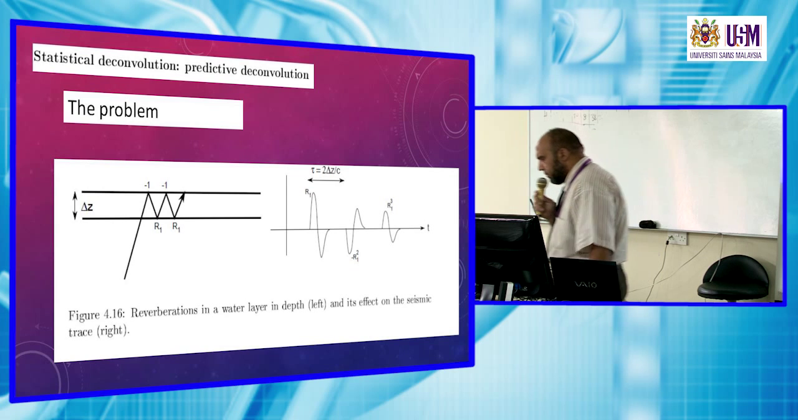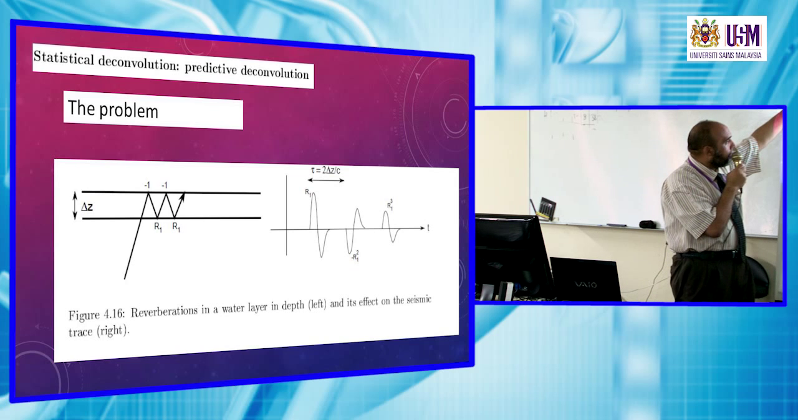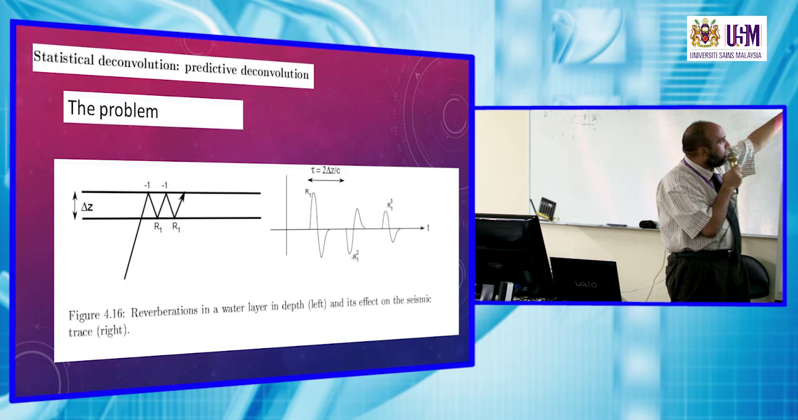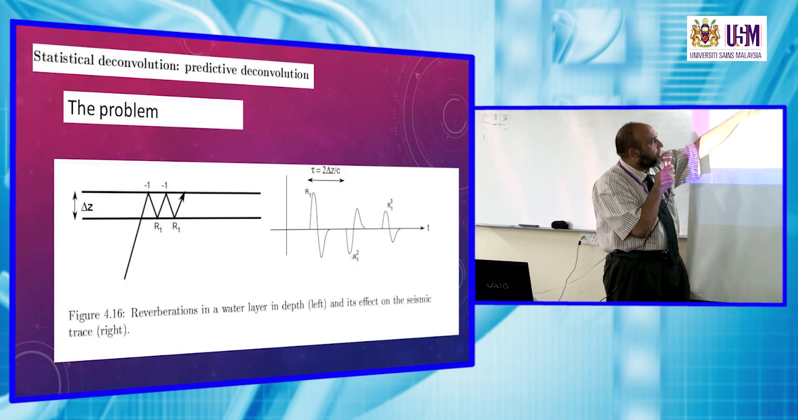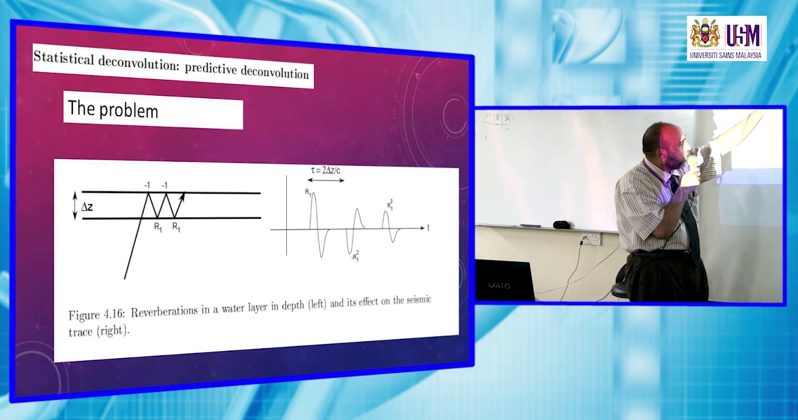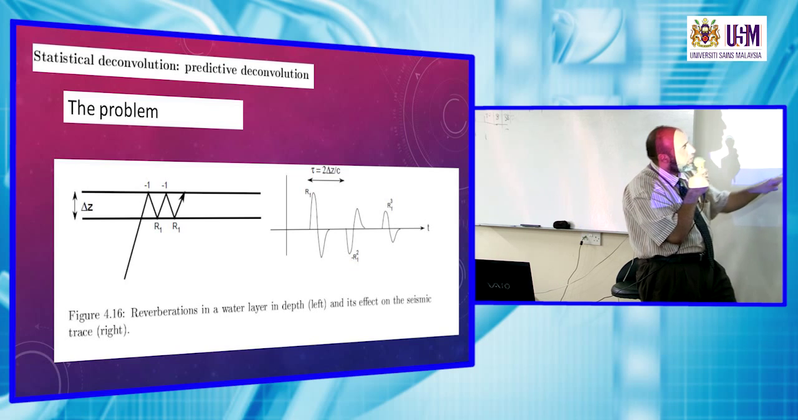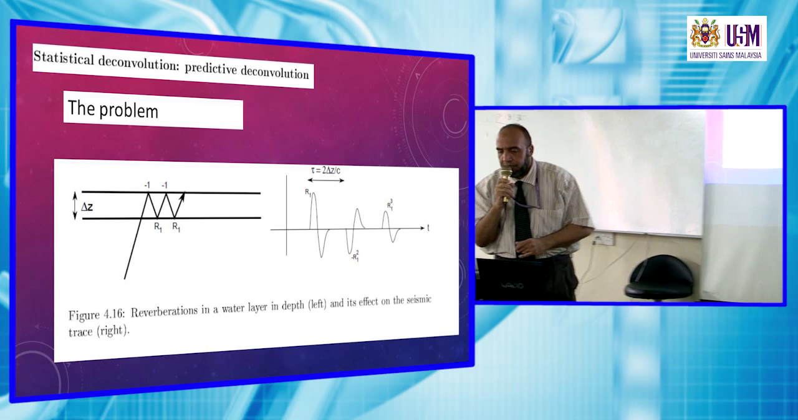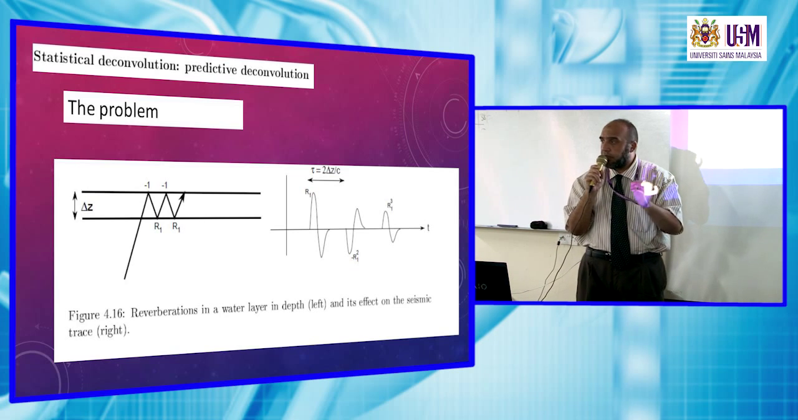Okay, so what is the problem we have? Take this layer with finite thickness, which we denote by delta Z. The ray coming from deeper interfaces and reflecting to the surface is reflected at the upper surface back to the lower surface and then to the upper surface and so on until it is recorded. If we have a geophone here, it will be recorded here, and if we have a geophone here, it will be recorded here. The interesting feature is that the multiple repeats itself at a certain time delay.